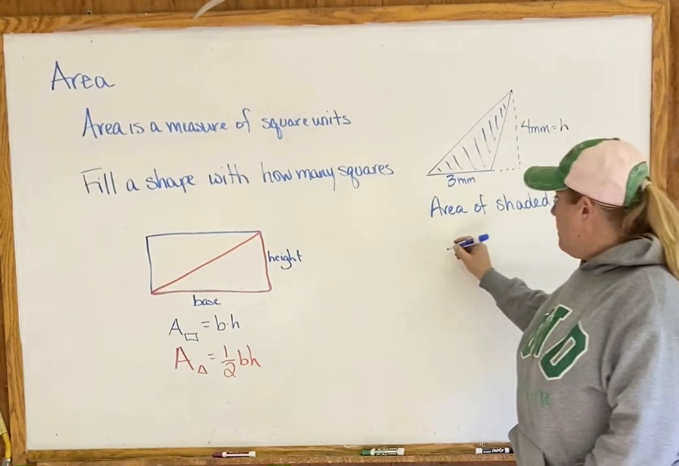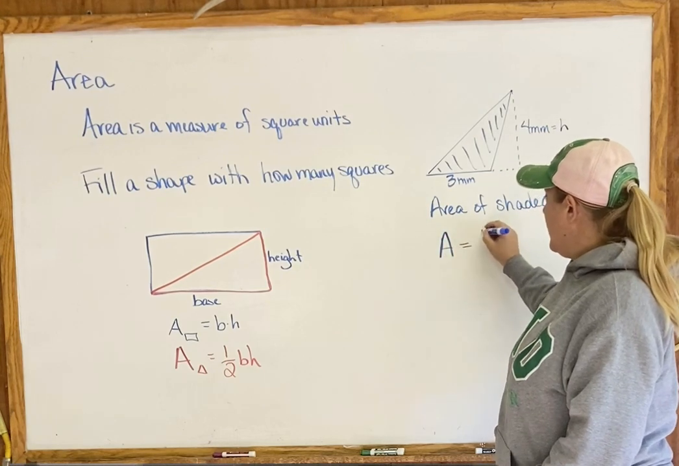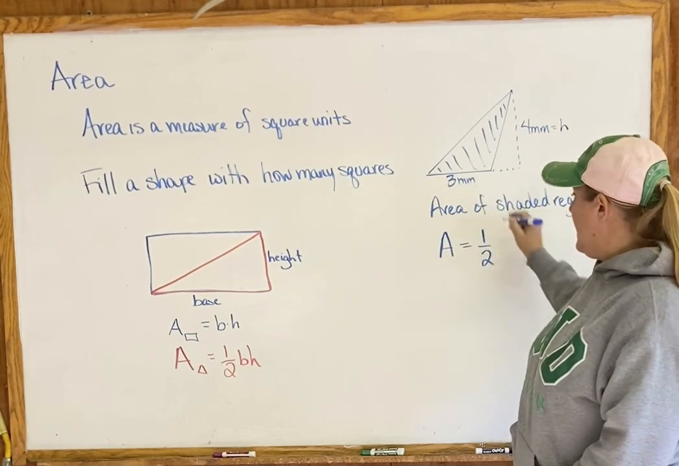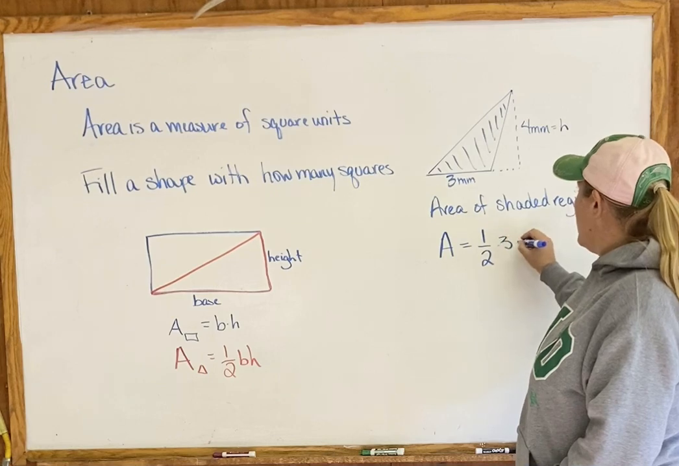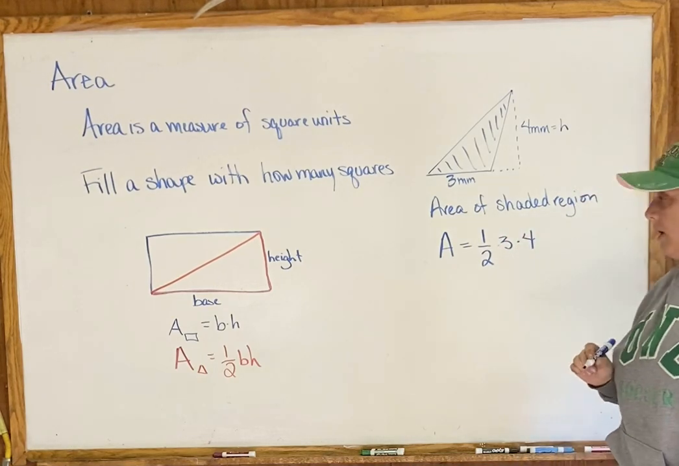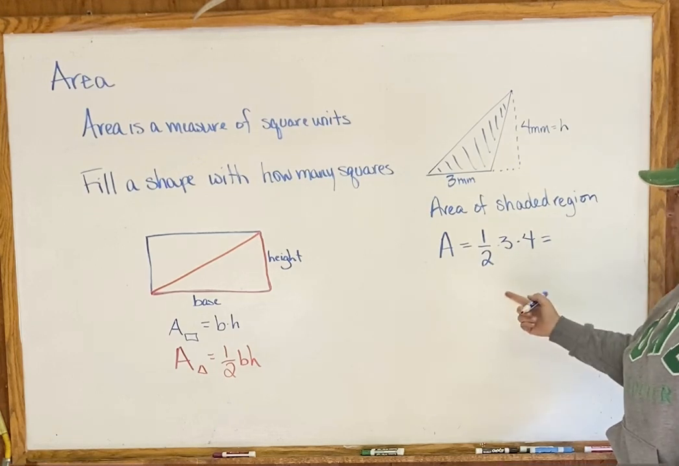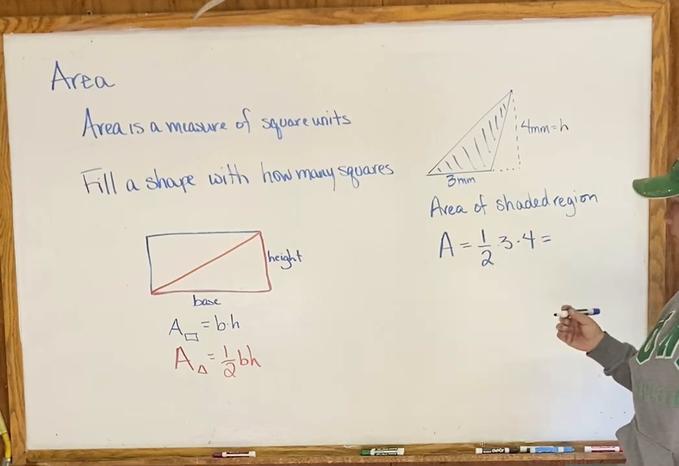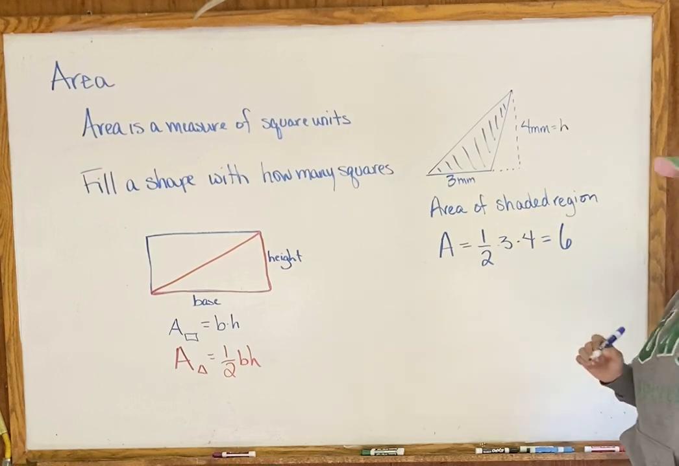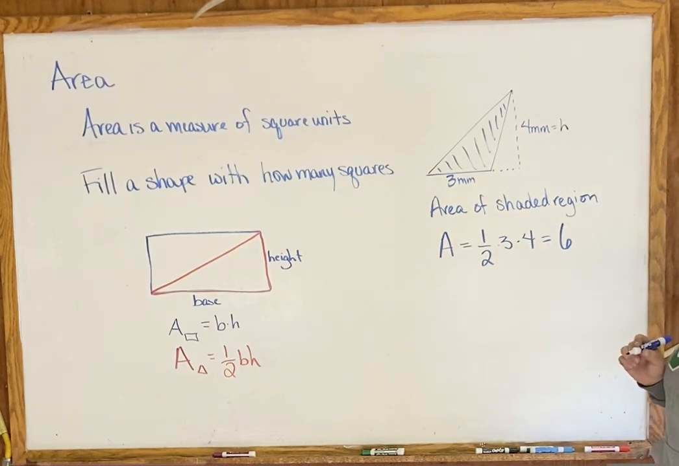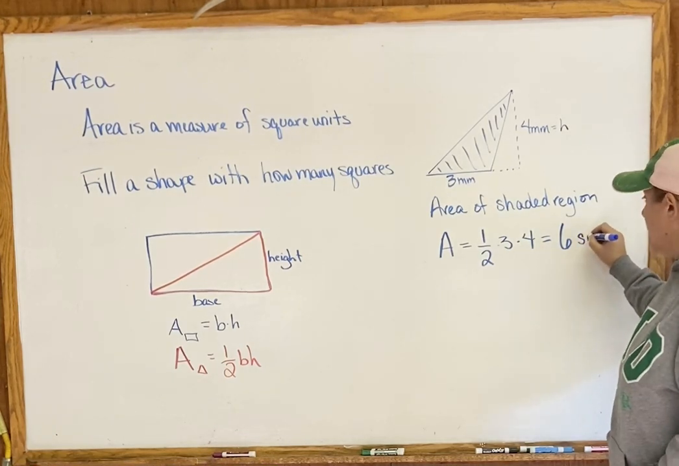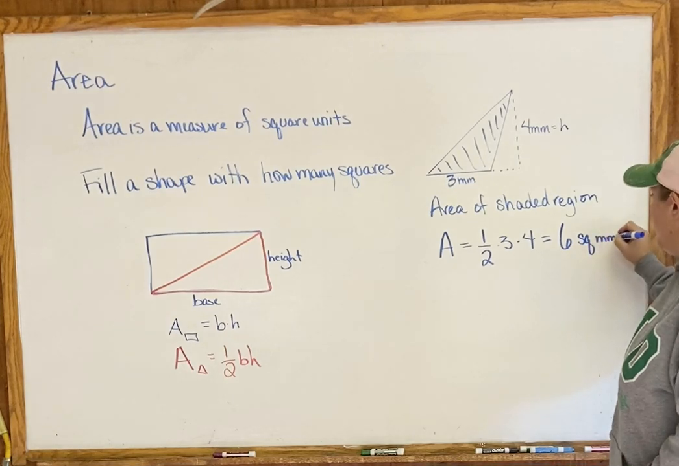Okay, so if we want the area, then we're going to take 1/2 the base, which is 3, times the height, which is 4. And again, it doesn't matter which order you do this, so 12 divided by 2, or if you want to cancel first, or however you want to do it. However you do it, we're going to end up with 6. And then remember that this is square, and we'll be looking at millimeters.